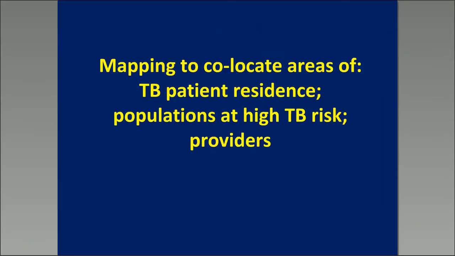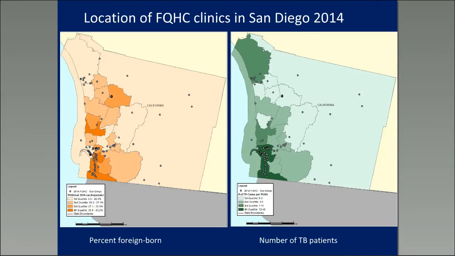The other thing that Marina did is that she actually mapped the location of these FQHC clinics in San Diego. The panel on your left is showing shading of geographic regions by percent foreign-born. The darker shaded areas are areas where there's a greater proportion of foreign-born, 30 to 60% in the darkest areas, and the lighter shaded areas have a lower percentage. As you can see, there are many FQHC clinics located in those areas.